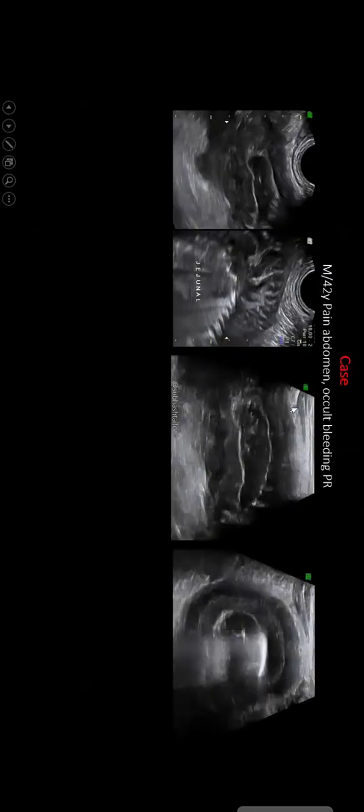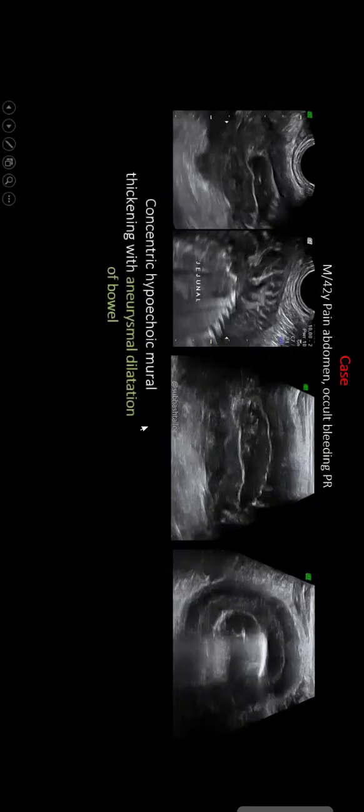Carcinoma stomach. 42 male, abdomen, occult bleeding per rectum. This is jejunum, abrupt zone of transition. There is a regular thickening of the jejunum. Circumferential thickening. Lumen is maintained or rather dilated. Concentric thickening, loss of gut signature. Lumen is preserved or rather showing aneurysmal dilatation.